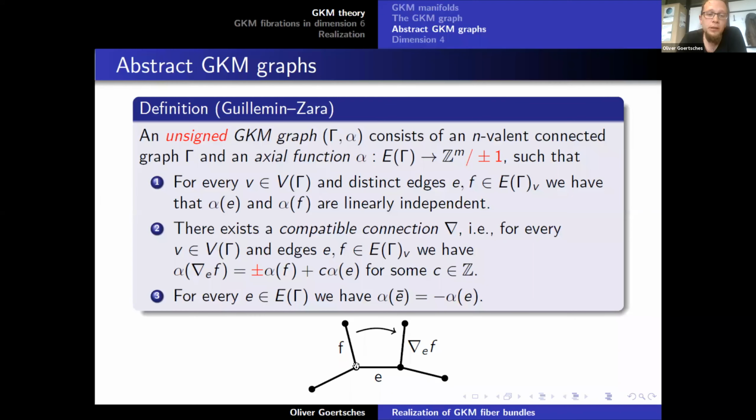Okay, so this is an abstract condition on the weights the graph has to satisfy. And the last one is just that the weight changes sign if one is in the signed setting, when you pass from one fixed point in the sphere to the other one. Okay, so we have these two notions of GKM graph, an unsigned one and a signed one.